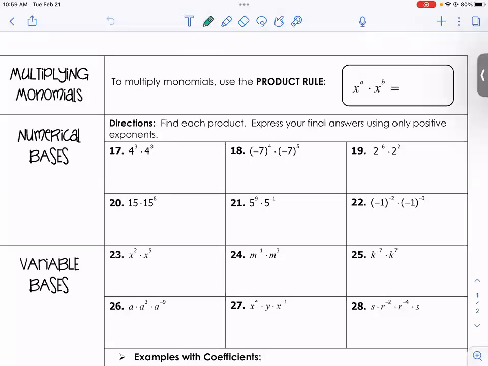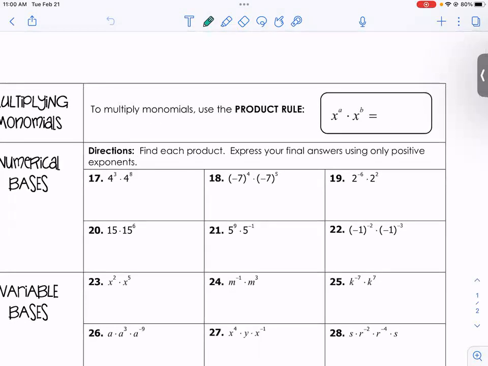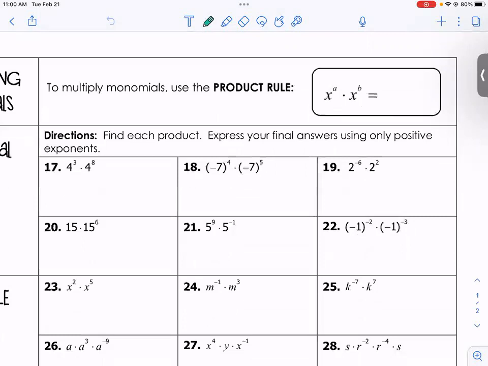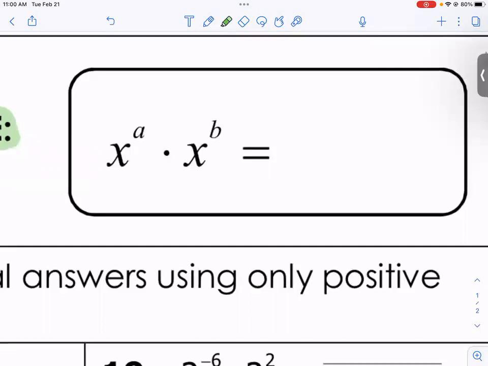Right. So today we are going to work on situations where we have monomials. Just like our one term. Monomial means we have a term like 5x squared. Okay? So we're going to talk about when we are multiplying. This is called the product rule. We call it the product rule because we are multiplying. So product, okay?